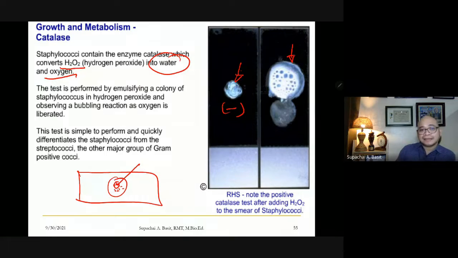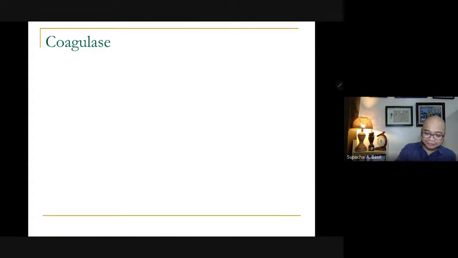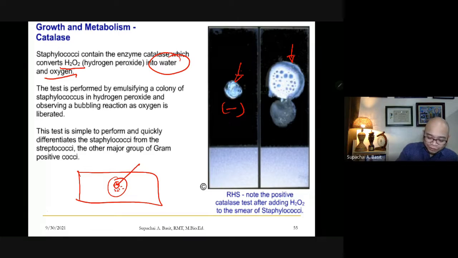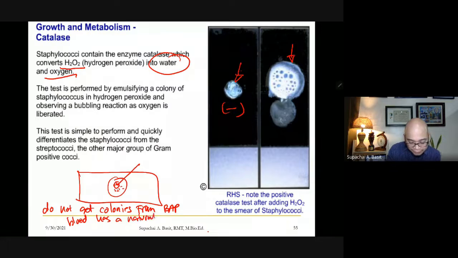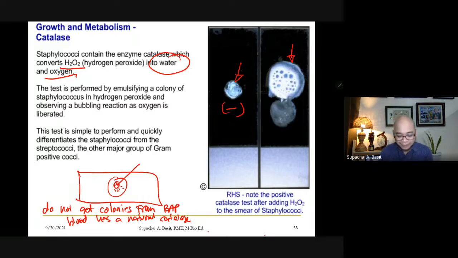Take note that you should not get colonies from a blood agar plate. You should not get colonies from a blood agar plate because blood has a natural catalase. And if you get colonies from a blood agar plate, this will result in false positive results.